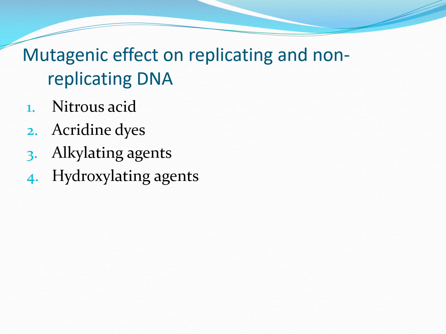Fourth, hydroxylating agents like hydroxylamine. They especially modify cytosine. Again, the mispairing happens during replication, so the effect strongly depends on DNA synthesis. In non-replicating DNA, the modified base exists but doesn't cause a heritable change until replication.